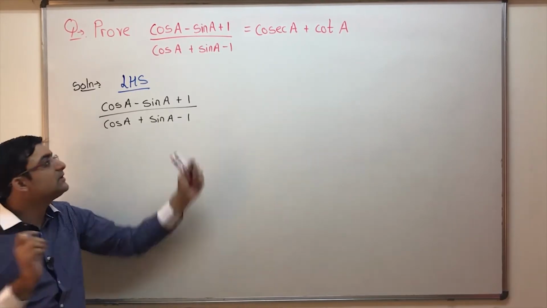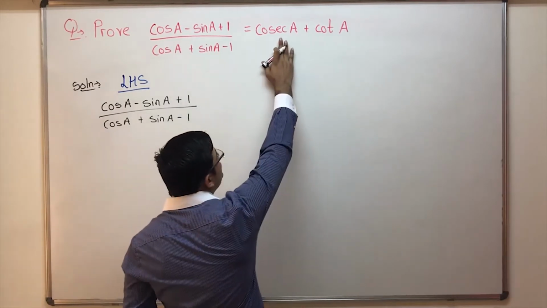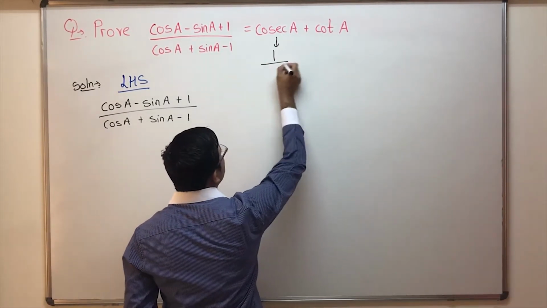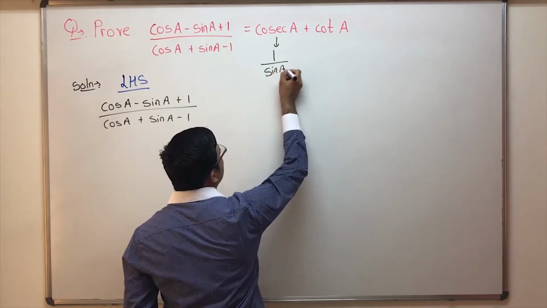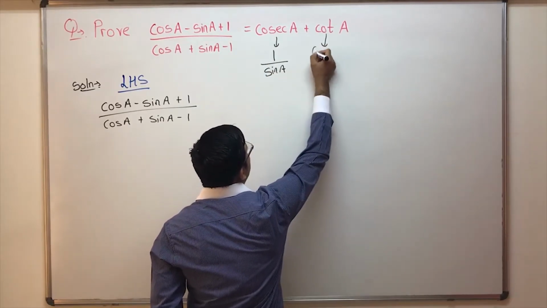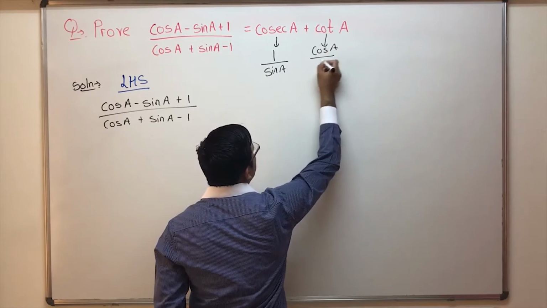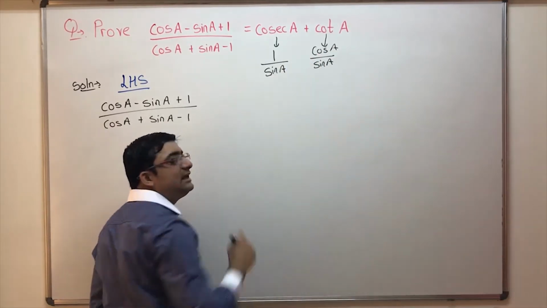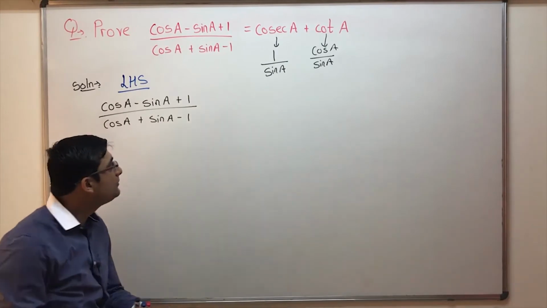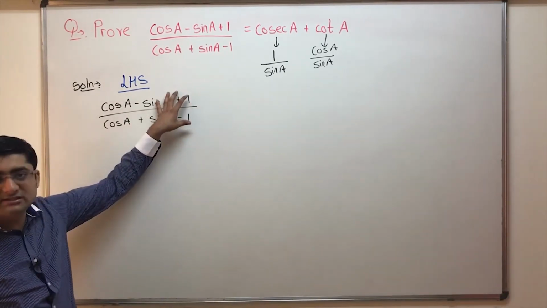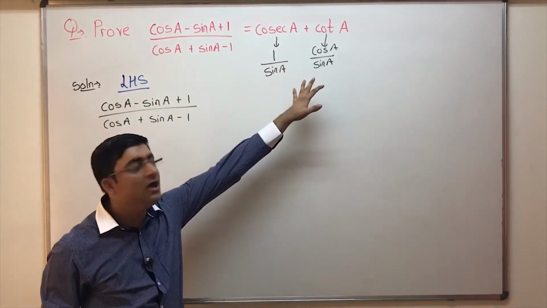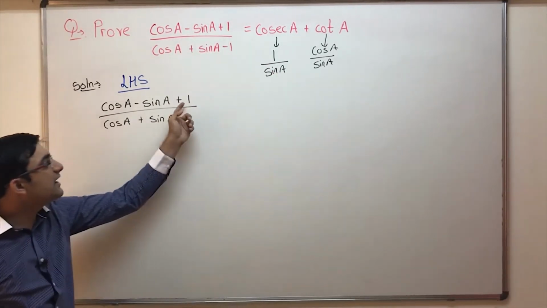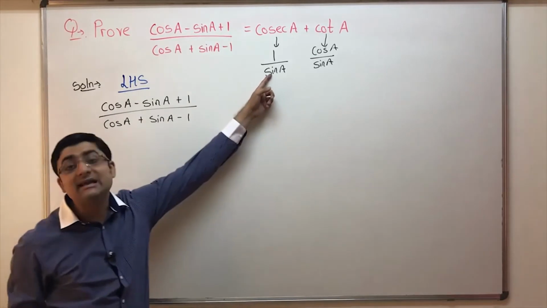So now what do we do? Look at the RHS. We want to show it as cosec A plus cot A. What is cosec A? It is basically 1 by sin A. Next, what is cot A? It is basically cos A by sin A. So in both these ratios, I have sin A in the denominator, right? So what I'll try to do is, I'll try to convert this expression into a cosec and cot. How do I do it? See, we have sin in the denominator in both the cases. So divide both numerator and denominator by sin A.